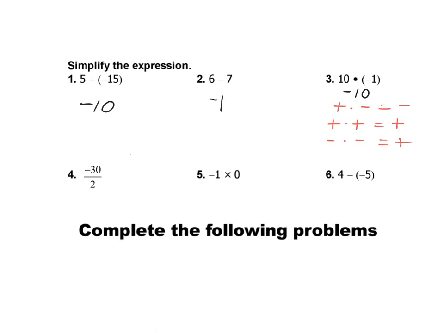All right, so I have a negative number divided by a positive number. Is that going to give me a positive number or a negative number? Negative, right. The same rules hold true for division as they do for multiplication. So when I get a negative 30 and I cut that in half, what am I going to get? Negative 15. Okay. Negative 1 times 0. Anything times 0 is? 0, right.